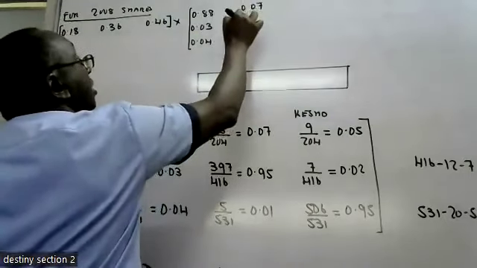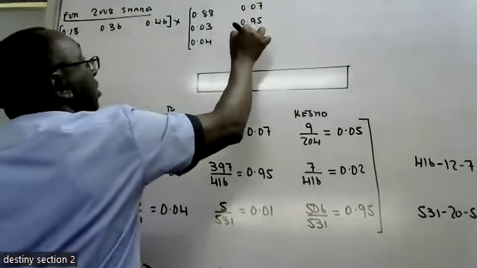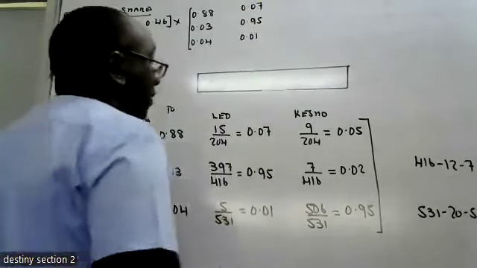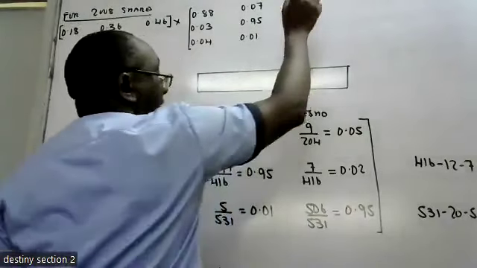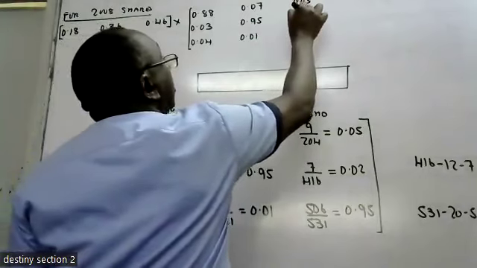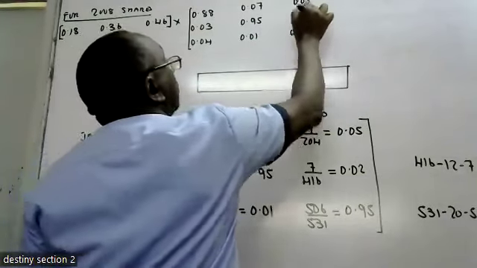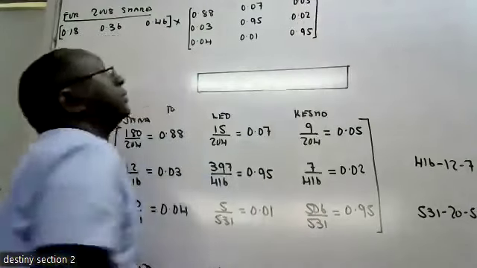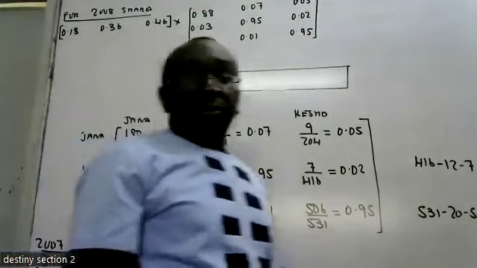0.07, 0.95, 0.01, 0.05, 0.02, 0.95. So we multiply.